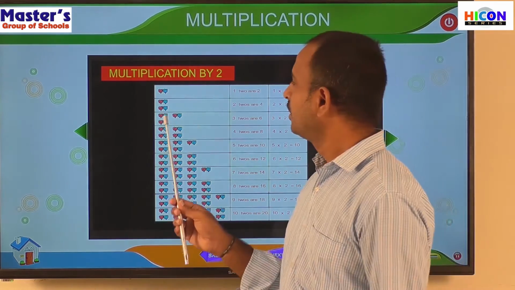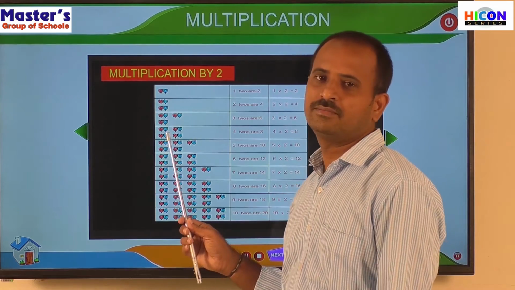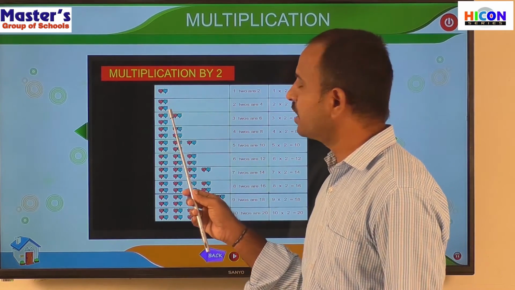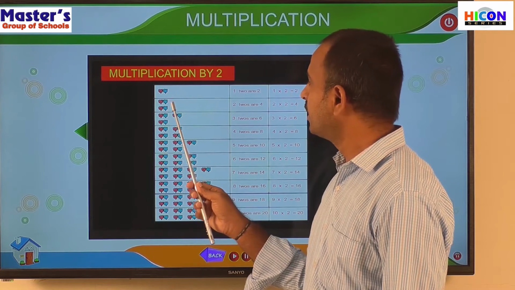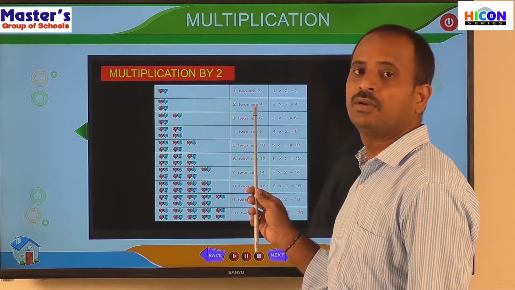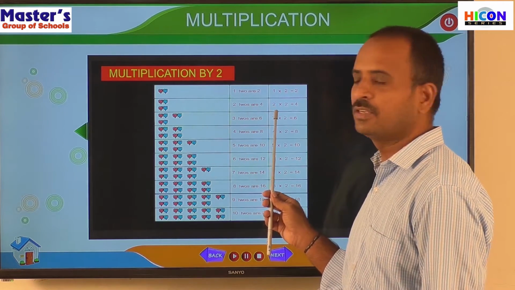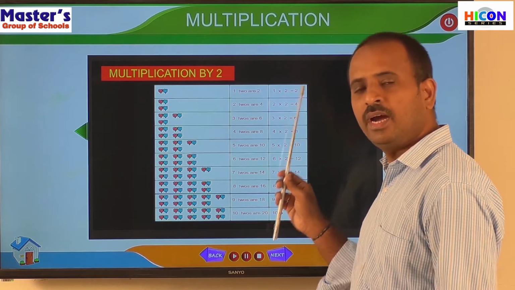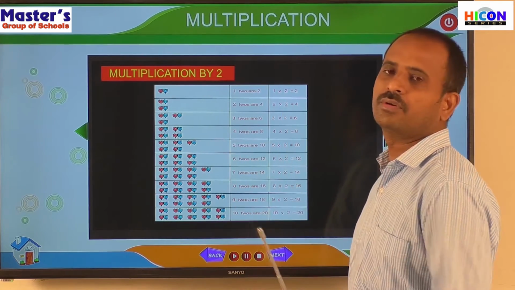Next, see the second row. Here also we are observing 2 sets of flowers. That means 2 2s are there. How many 2s are there? This is the first 2 and this is the second 2. So 2 2s are 4. 2 2s are 4, and it can be written as 2 into 2 is equal to 4, and it can also be read as 2 2s are 4.